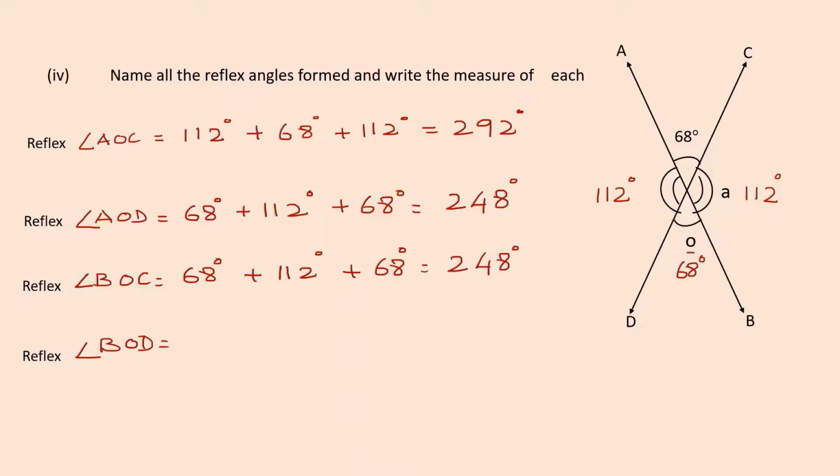So what is angle BOD? BOD is actually 68, but I'm going to take all the other angles on the other side of that because that is reflex angle BOD. So in that case, I need to add up 112, 68 and 112. So 112 plus 68 plus 112. And we already have it there, the first one, so I will not add again. My answer is 292 degrees. So we have named all the reflex angles and we have written the measure of each.